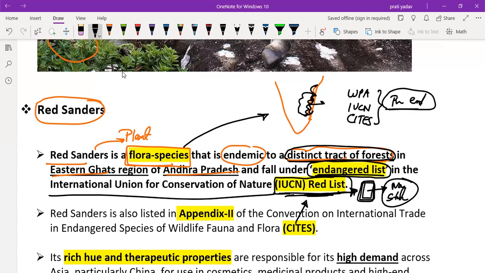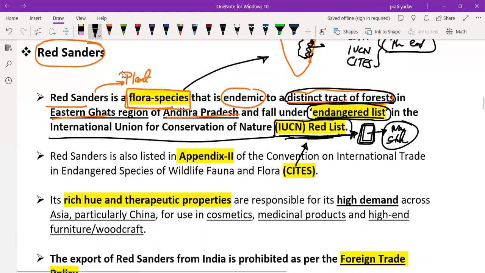So red sanders, endemic to distinct forest of the Eastern Ghats region of Andhra Pradesh, falls under the endangered list, as well as it is put under the Red List of IUCN in the endangered category. It also falls into Appendix 2 of CITES. CITES means Convention on International Trade in Endangered Species of Wild Fauna and Flora.